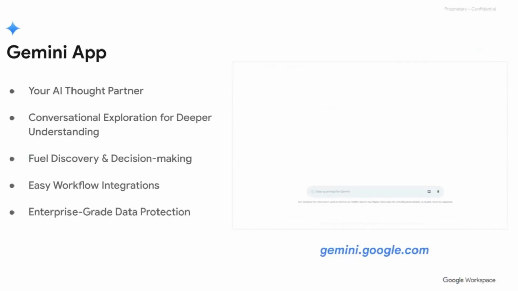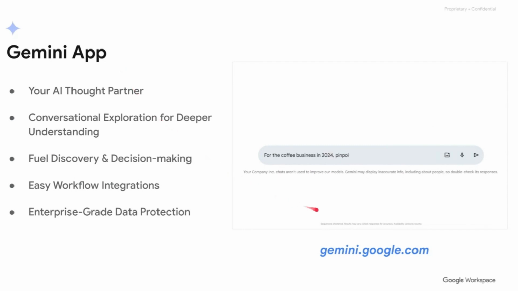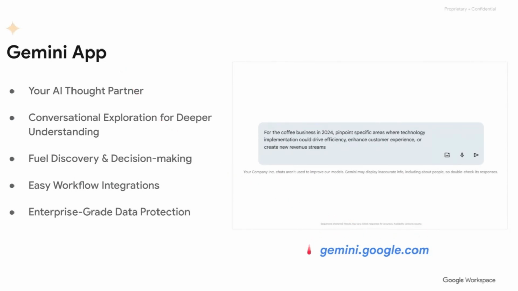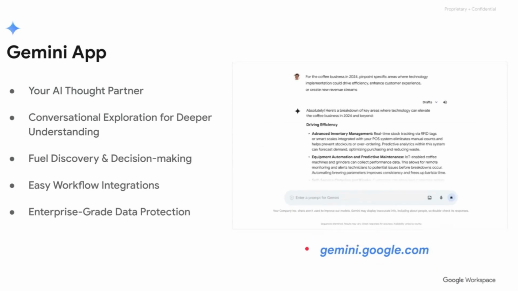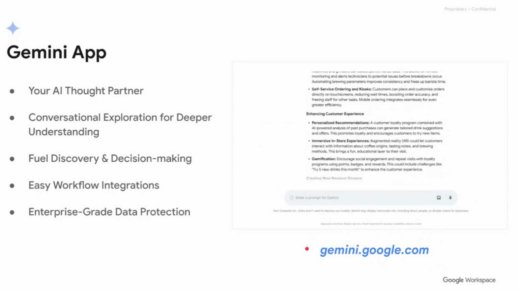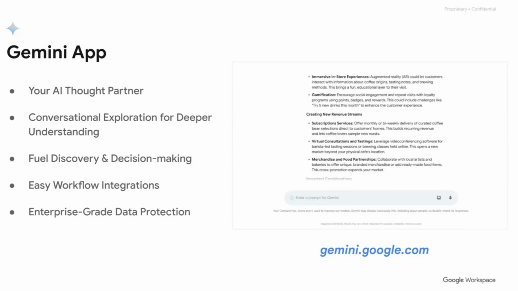Okay. We also have something called the Gemini app. This is something that you can use even today with your free account. Gemini.google.com. Just try this one. You can try asking questions to gemini.google.com. It will give you the right answer.